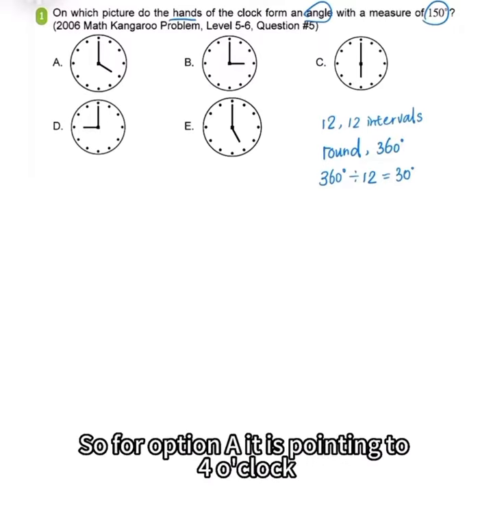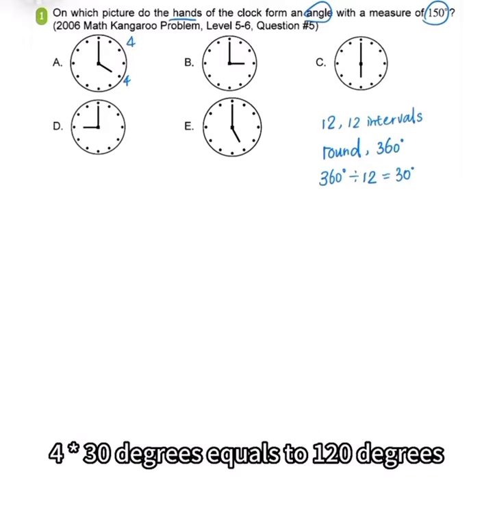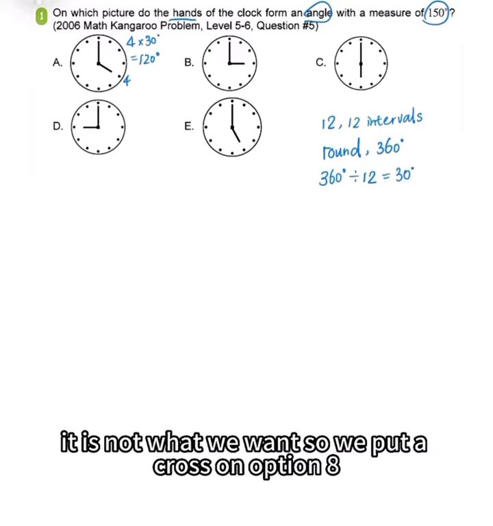For option A, it is pointing to 4 o'clock, so there should be 4 intervals in total. 4 times 30 degrees equals 120 degrees. It is not what we want, so we put a cross on option A.